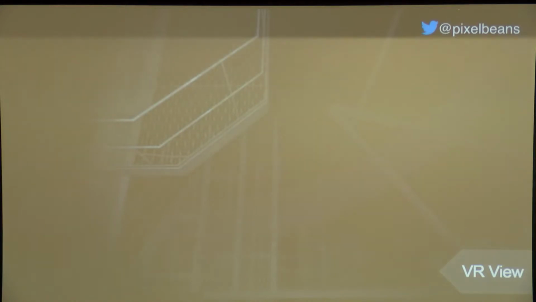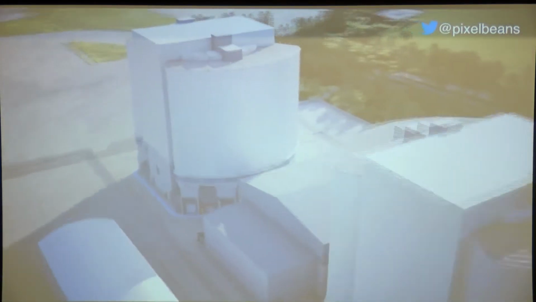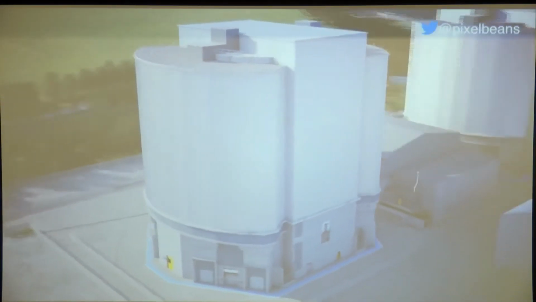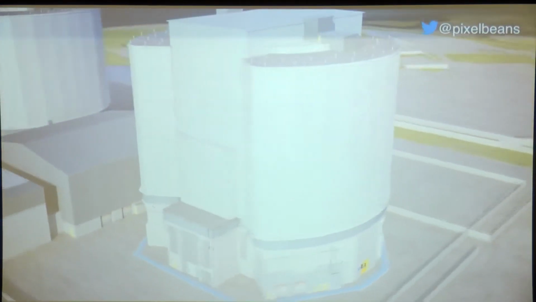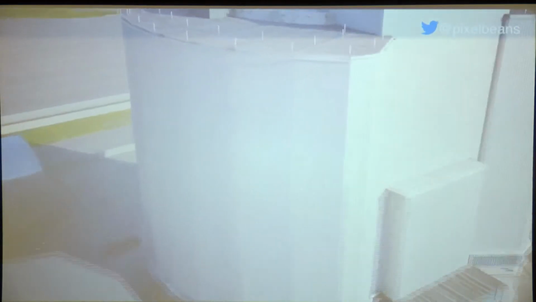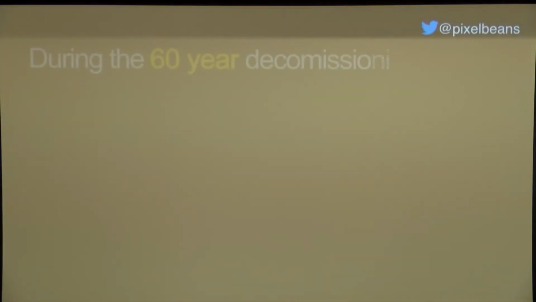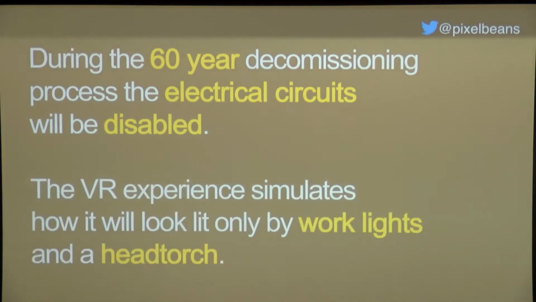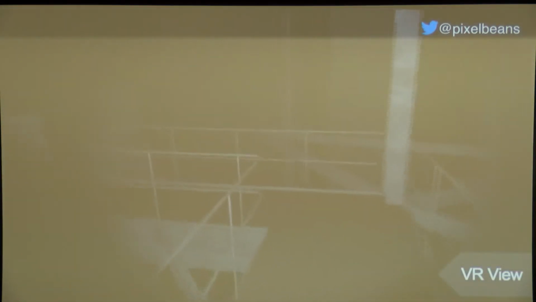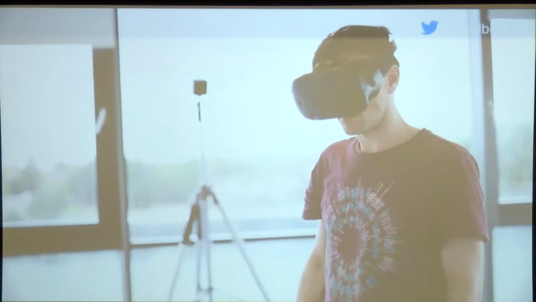Here's some more work that we've done. This is for the decommissioning of a nuclear power station, which takes about 60-odd years to decommission. All the electrics are off. How do we train people to walk around an environment where there's no lights? Well, we can do it in VR. So we can scan in a site, we can model it accurately, because it is actually quite frightening. But using a helmet-mounted display, we can train people what it's actually like. So it's a very effective use of health and safety.